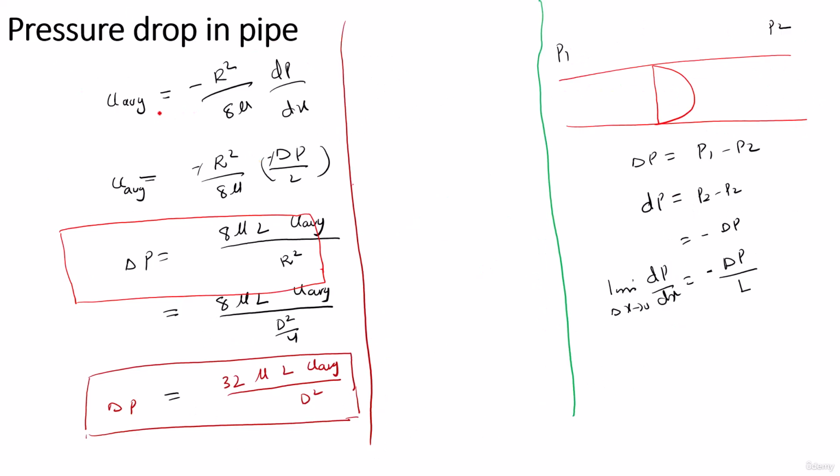We know the equation for the U average, which is equal to minus R square upon 8 mu, dP by dx. If I change the dP to delta P, this becomes minus delta P over L. So the minus sign will cancel out, and we get delta P is equal to 8 mu L U average divided by R square. And I can change the R to diameter, so R square becomes diameter square upon 4. So I get delta P is equal to 32 mu L U average upon D square. This is the equation you actually see in the books.